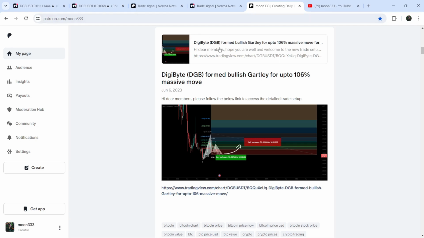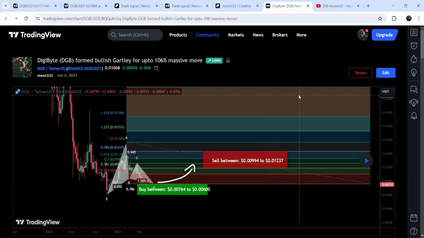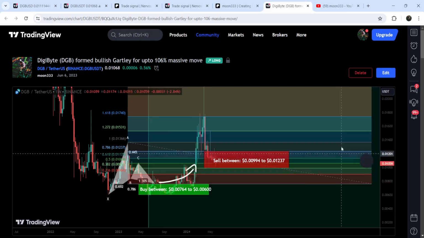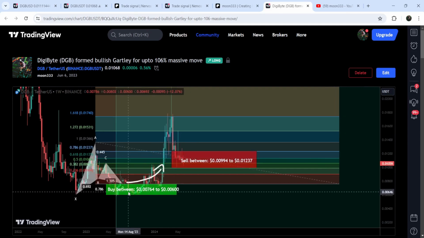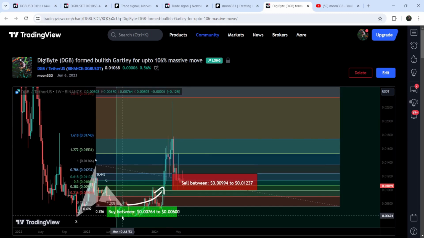Now let me take you to the live chart, and before that I would like to show you this long-term trade setup that I shared on 6th of June 2023 with my members, and that was a very big harmonic bullish reverse Gartley pattern that DigiByte coin formed on a weekly time frame chart. And if I play this chart, then you can see that the price then started a very massive reversal and rallied beyond the sell target zone, and this was almost 300% pump.